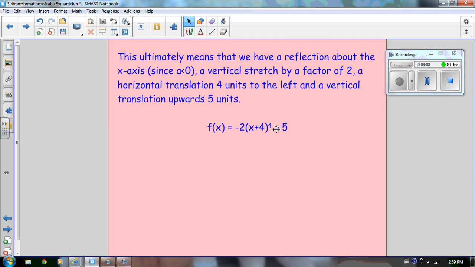I know my d value, and I know my c value, which tells me, okay, so since I have -2, I know that there's a reflection with the x-axis because a is negative. I also know that I have a vertical stretch by a factor of 2. I have a horizontal translation to the left, which is obvious from the graph. So I'm moving 4 units to the left. And I have a vertical translation 5 units upwards.